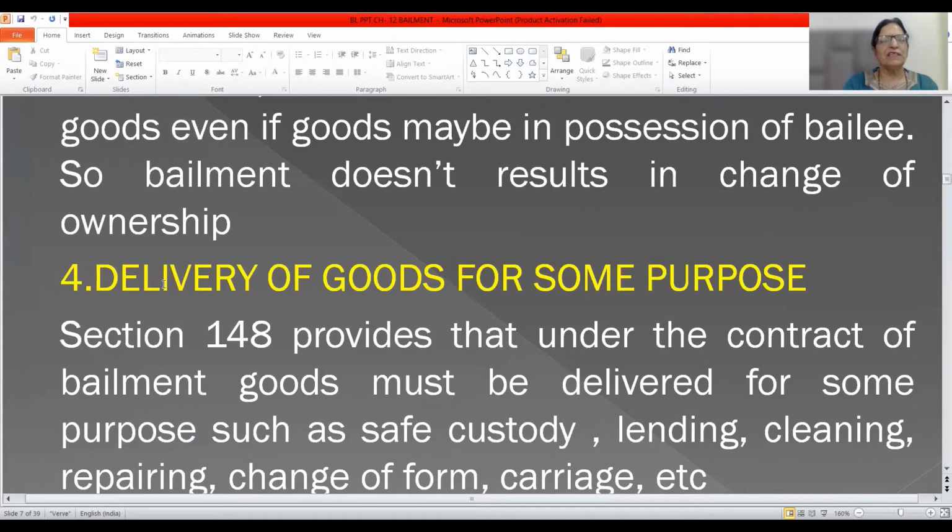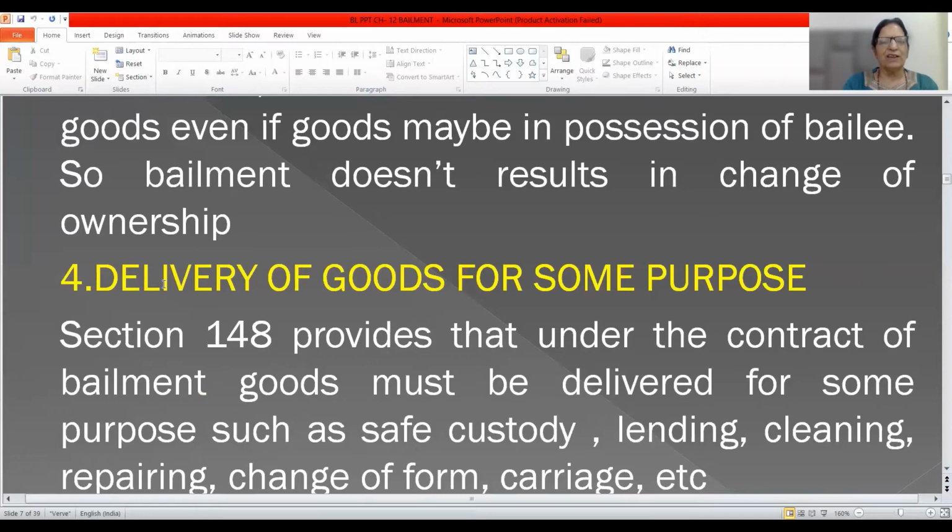Now, before this, the third point is no change in the ownership. Ownership lies with the bailor. Only, friends, the goods are delivered, but it doesn't mean the ownership passes from the bailor to the bailee. So it is just the possession which passes, but ownership is always retained by the bailor.